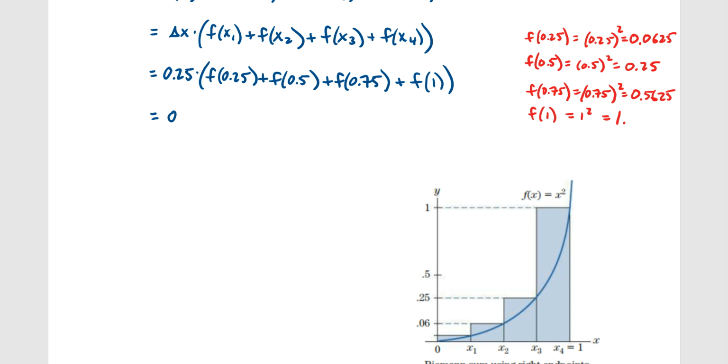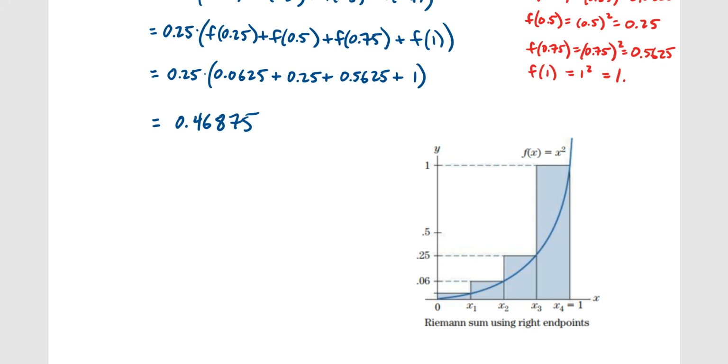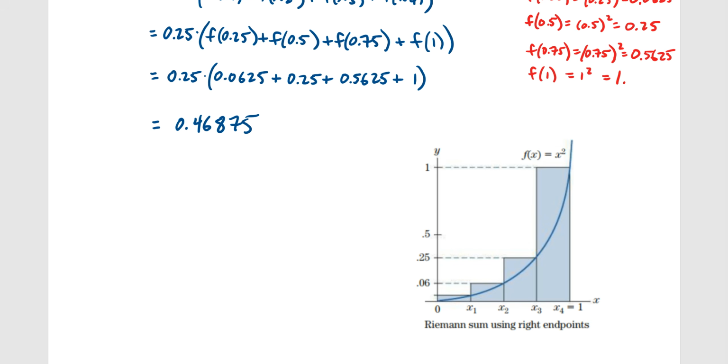Now we go ahead and we plug all of those in. So 0.25 times, and we're going to add all of these up, and then we are going to multiply them by 0.25, and that's going to be our area approximation. So adding all those up, multiplying by 0.25, we get about 0.46875. So that is the approximation for that area.